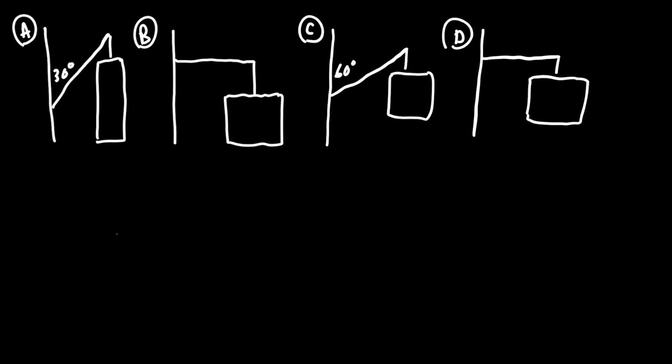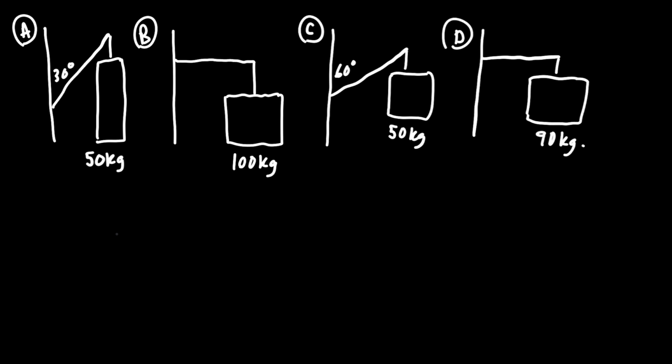In case A, the mass is 50 kilograms. In case B, the mass is 100 kilograms. In case C, it's 50 kilograms. And in case D, it's 90 kilograms. All right, so my first method is sort of a brute force ranking, I know a little bit about torque method.